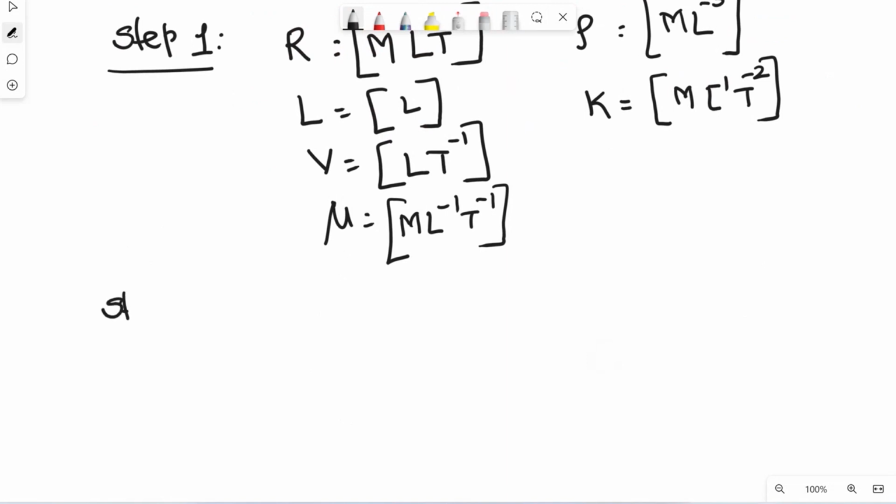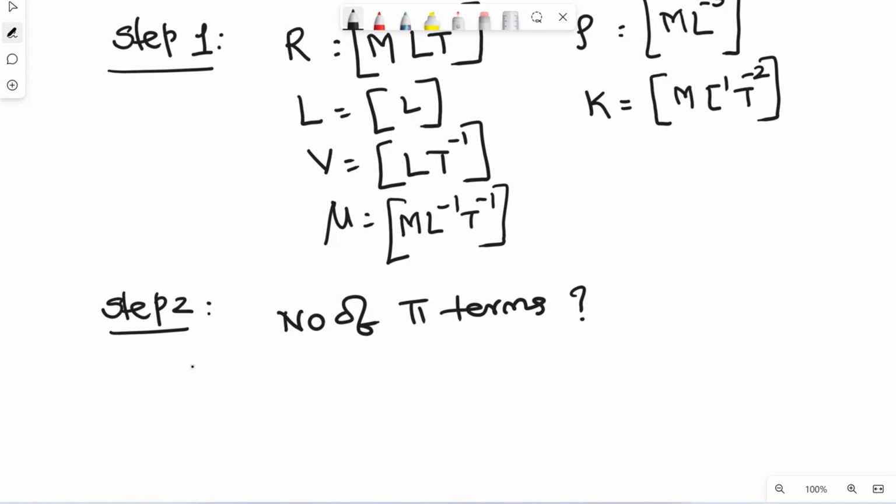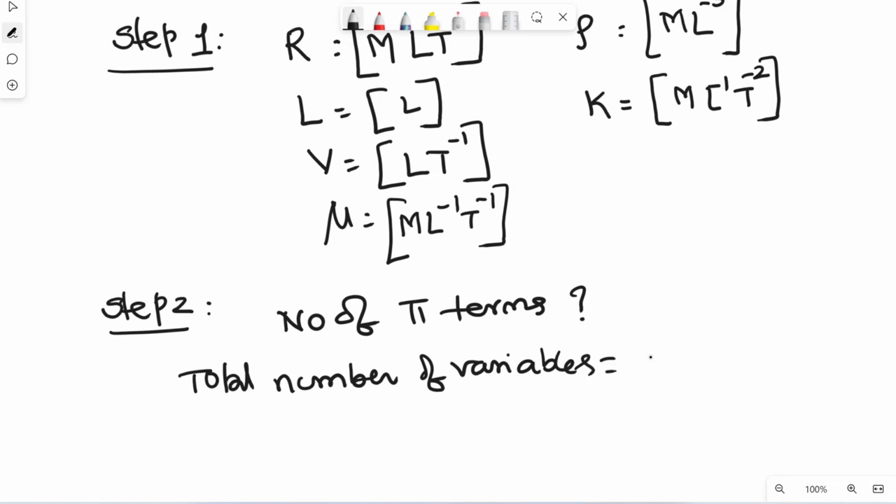Next, what is step 2 actually? Step 2, my job is to find out how many pi terms there are. That is my next job. Number of pi terms, basically. So now how many variables are there? If I take it, one is R, the second one is length, the third one is velocity, fourth one is viscosity, then mass density, then K. So total 6 variables are there.